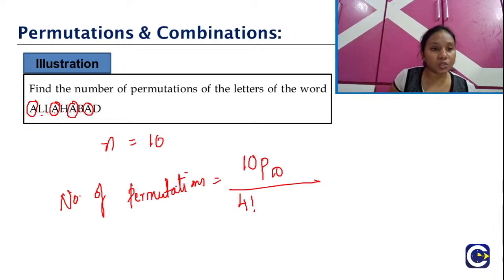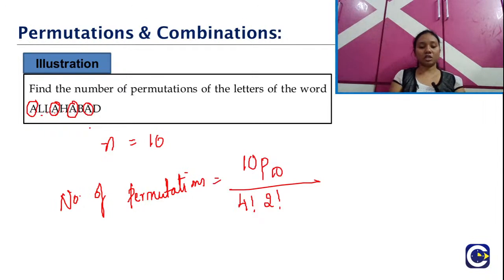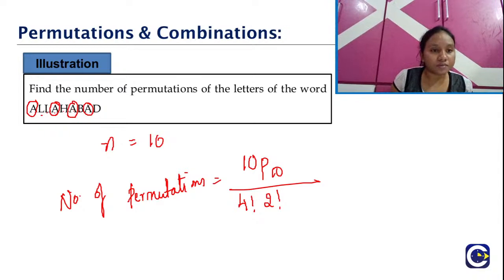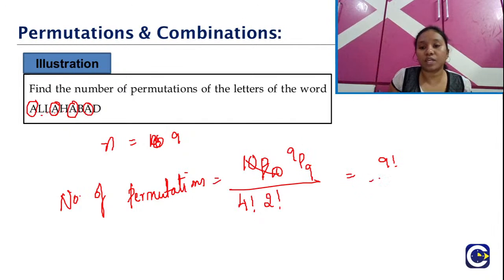Similarly, L is repeating twice, so into 2 factorial, and then H, B, D. So these three are three different kinds. So we'll be having 10P10 divided by 4 factorial and 2 factorial. Sorry, it is 9, right? Sorry, the number of elements is 9. So then it will be 9P9. So it will be 9 factorial divided by 4 factorial into 2 factorial.